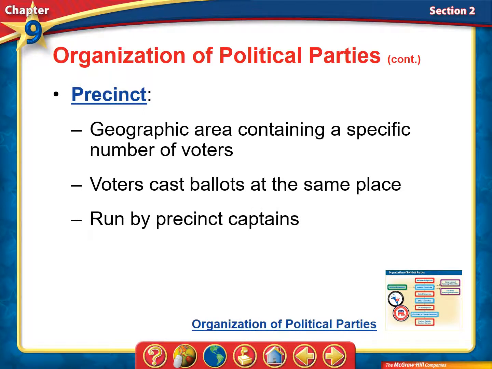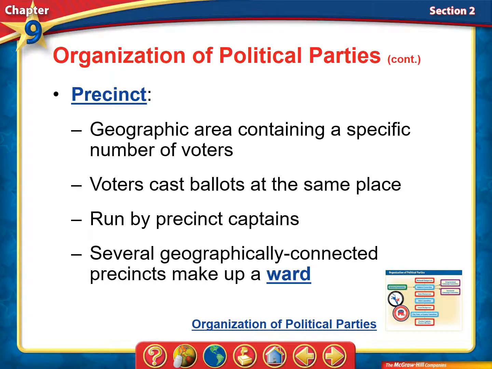For example, when I go vote in November, I'll go to the Little River Town Hall. It's a tiny little place off Crab Creek Road where I go to vote. And whoever is running that particular voting center would be a precinct captain.